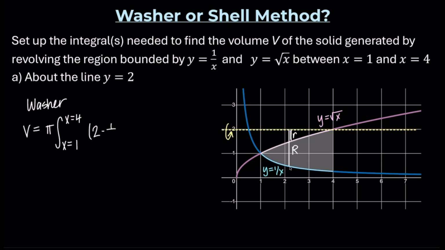So 2 minus 1 over x, quantity squared, minus my little radius squared, so 2 minus the square root of x, as a quantity squared, dx.